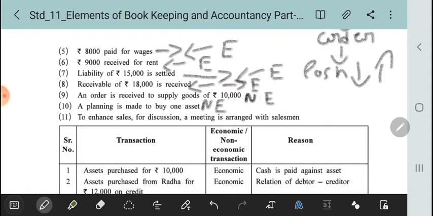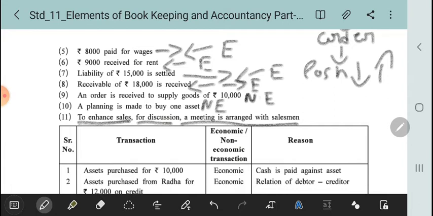For discussion, a meeting is arranged with the salesman. For increasing the sales, and for discussion with the salesman, we are arranging a meeting with salesmen. So in the meeting what we will do, we will have nashta, we will have different kinds of discussion on how to increase our sales and so on.